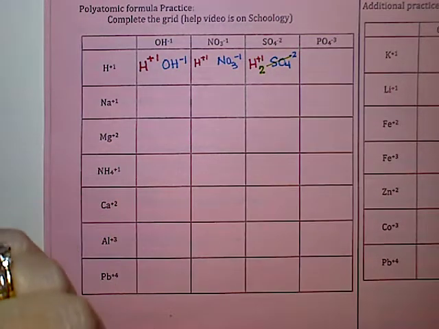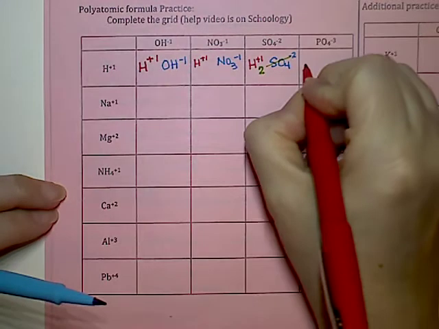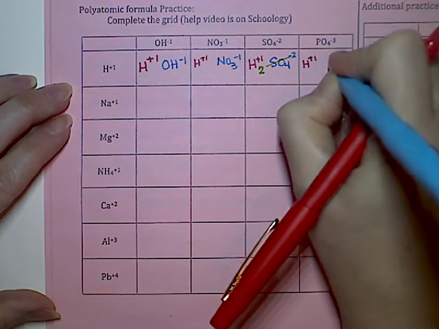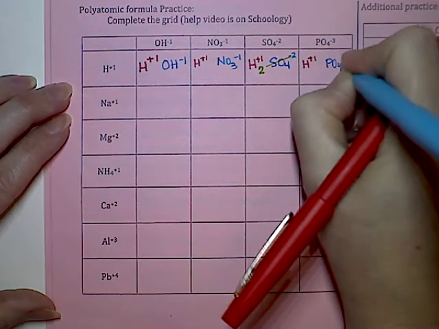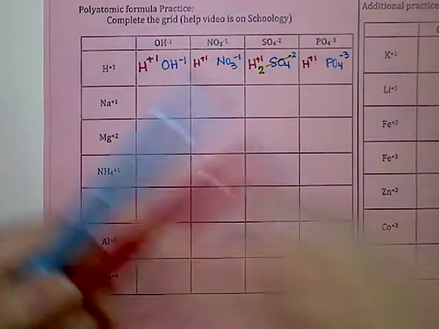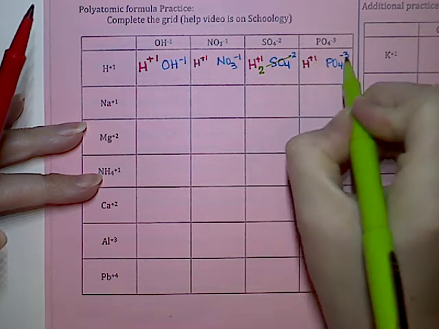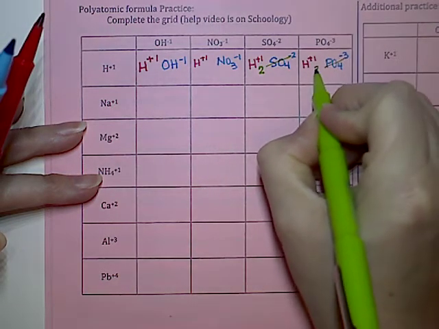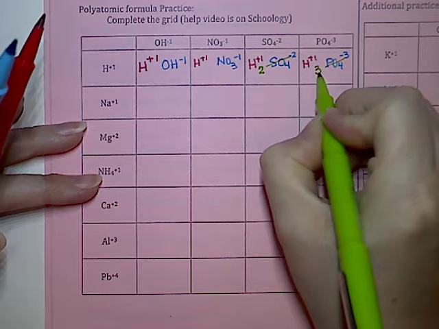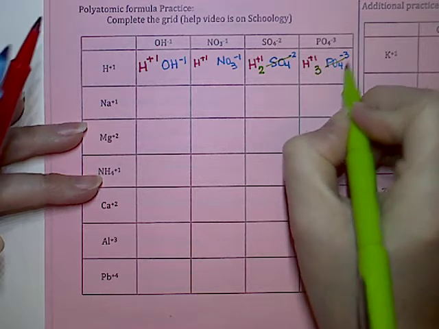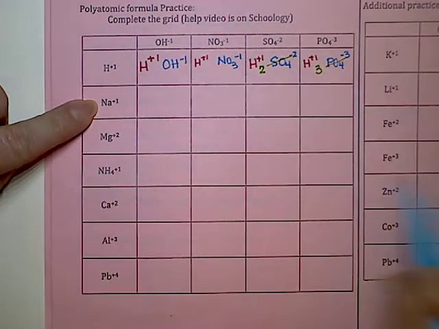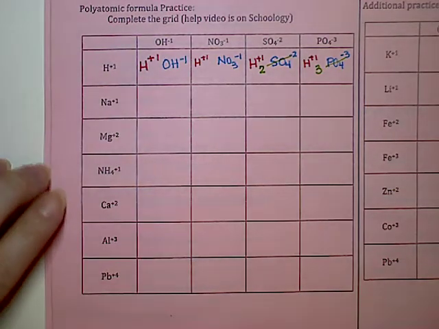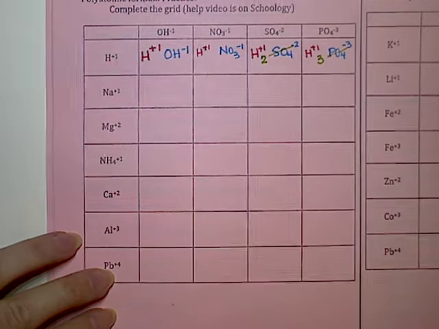For the last one of this row, hydrogen is still plus 1. Notice that's never changing. Phosphate is PO4 with a minus 3 charge. Plus 1 minus 3 does not cancel out, so I'm going to bring that 3 down. My formula is H3PO4. I'm actually going to skip this row since it's plus 1 and hydrogen was plus 1. That's pretty redundant, so you can use that as a model.